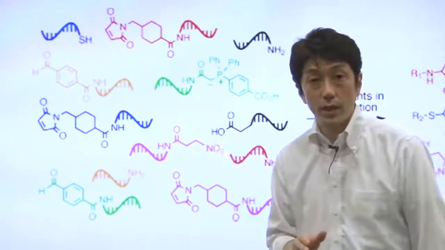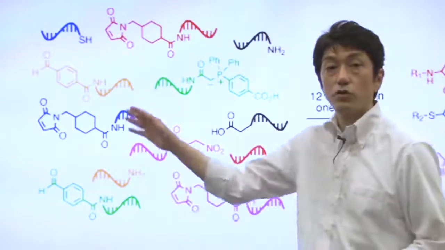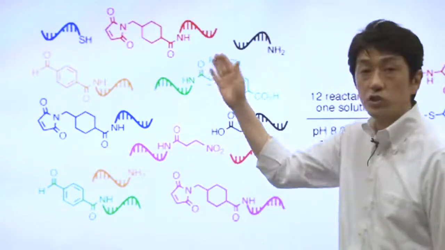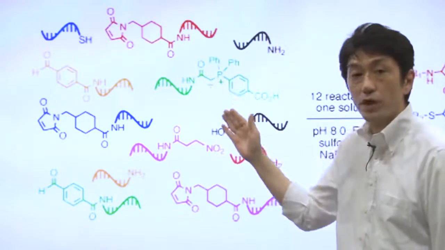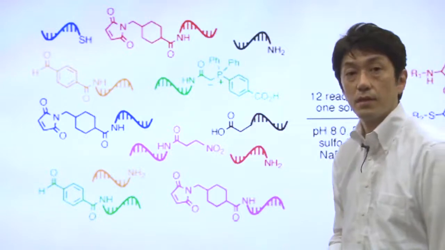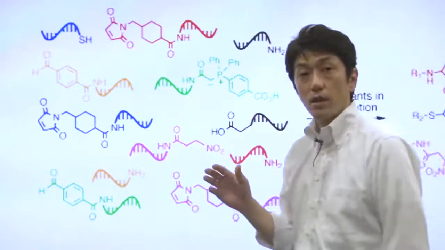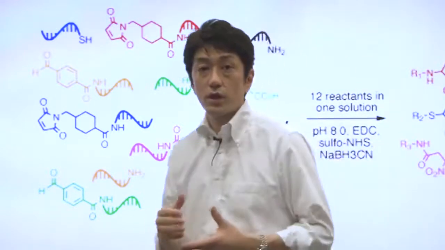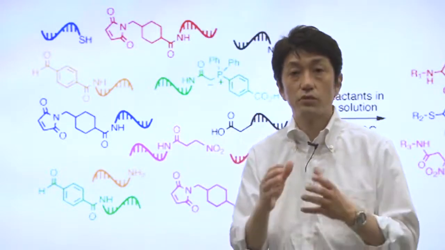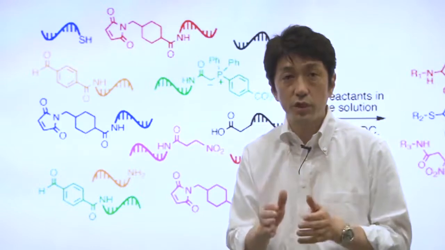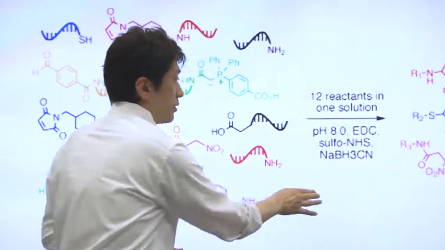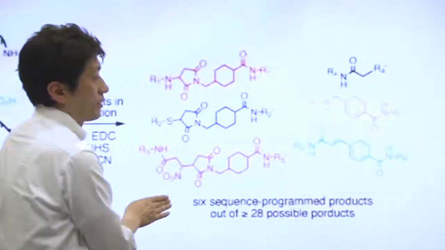What you are looking at here is a mixture of 12 starting materials. Each of them is tagged with a particular DNA sequence. The mixture undergoes multiple reactions in a single solution to generate exclusively a set of sequence-programmed products, shown right here.